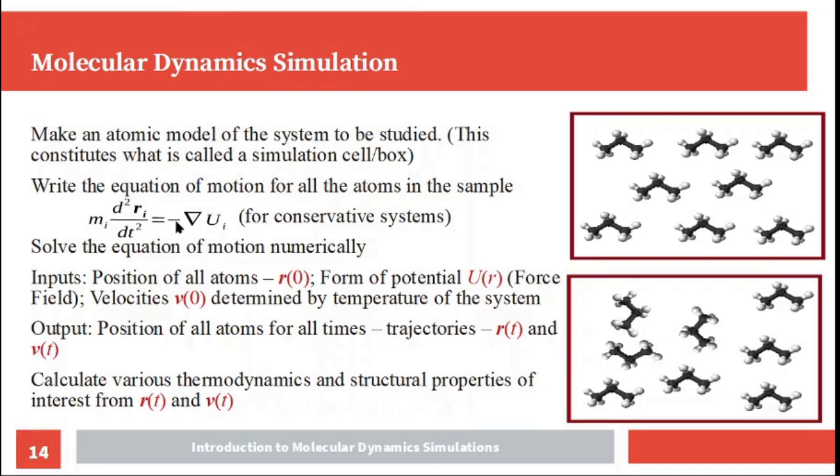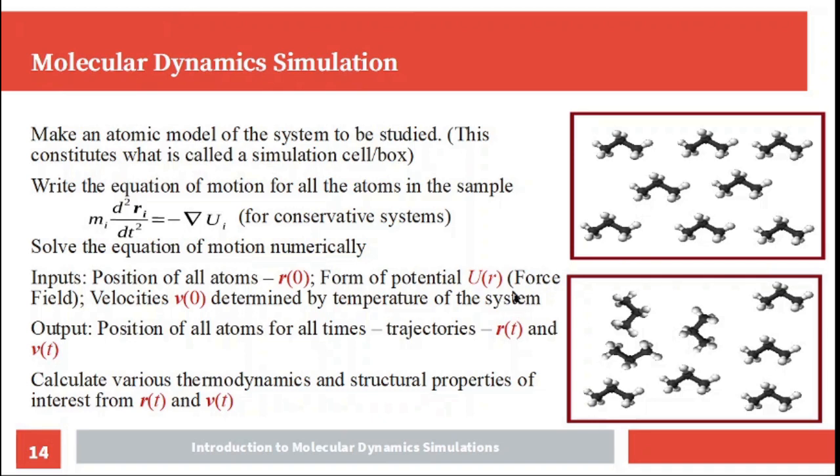For conservative systems, the equation of motion is mass times acceleration equals negative gradient of some interaction energy. And then you solve the equation of motion numerically. So the input that you use in your computer is position of all atoms, that is r at time t equal to 0. And you also need the form of this potential, which is also called force field. You also need the initial velocities v at time t equal to 0. These can be determined by the temperature of the system.